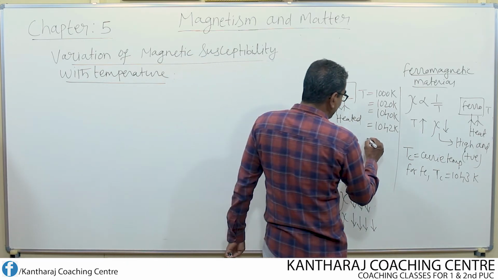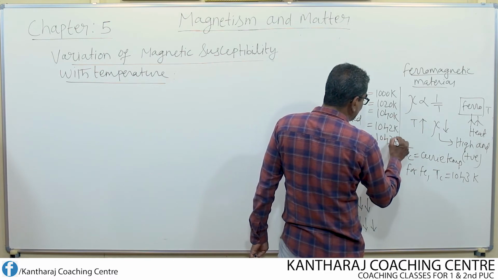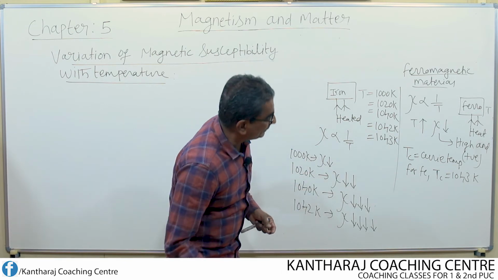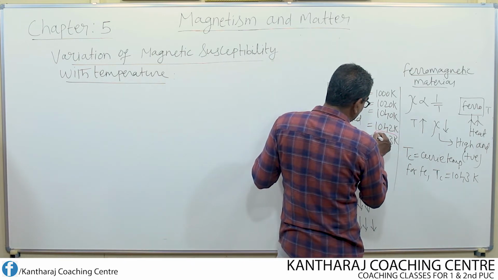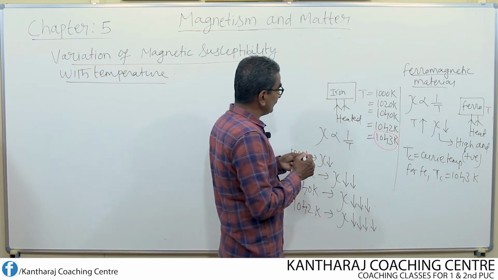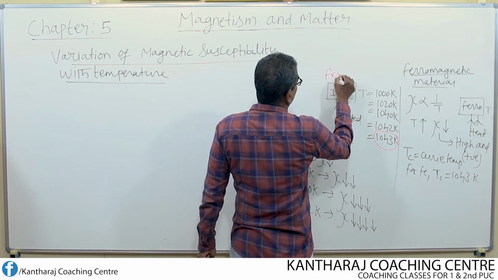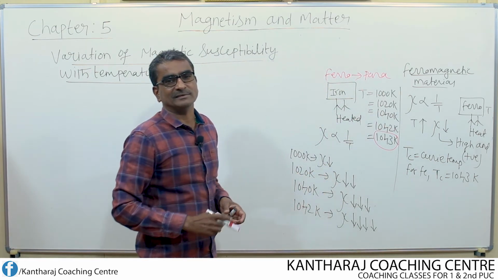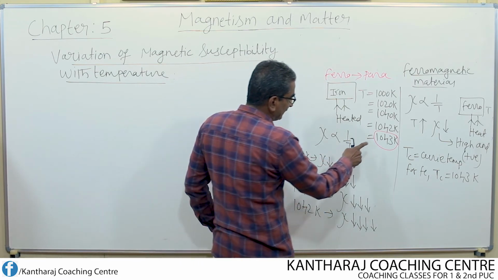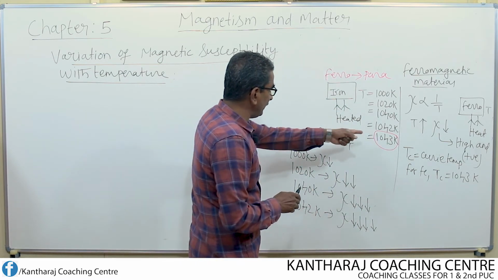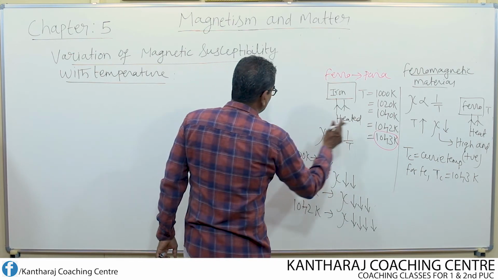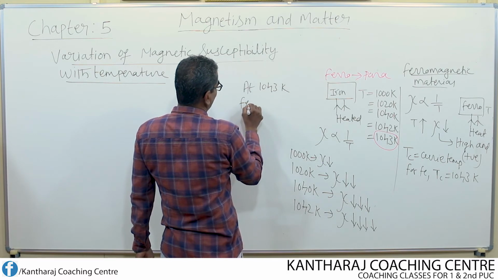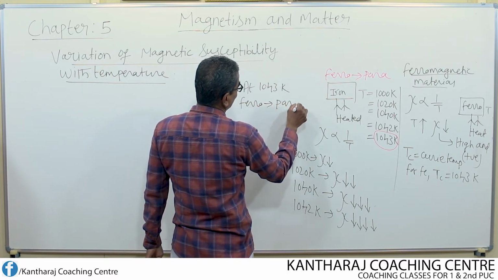Now, if we increase this temperature to 1043 Kelvin, just 1 Kelvin more, what happens at this temperature? Now the ferromagnetic material gets converted into paramagnetic material. Remember this, at a temperature of 1043. So at 1043 Kelvin, ferro becomes paramagnetic material.